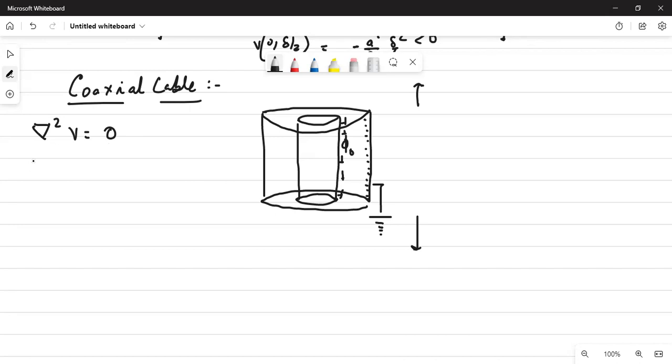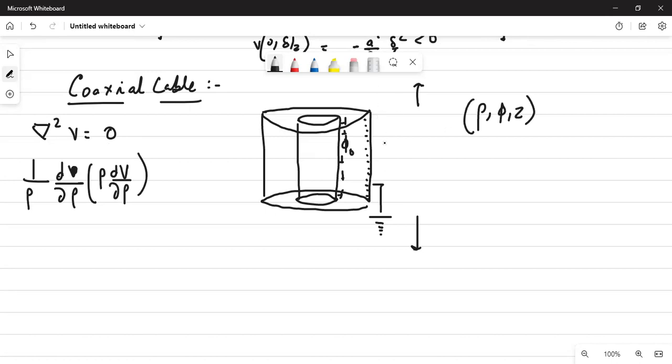And if I want to solve this, I will try to solve it in the cylindrical polar coordinate system. In the cylindrical polar coordinate system, you have three coordinates: rho, phi, and z. And understand that this is infinitely extending from here to here. So from the origin, you can clearly see that there's a symmetry. As much as we are going up, as much as we are going down, so there is a symmetry about the z-axis.